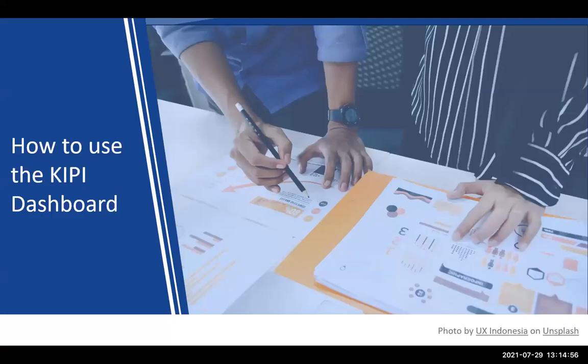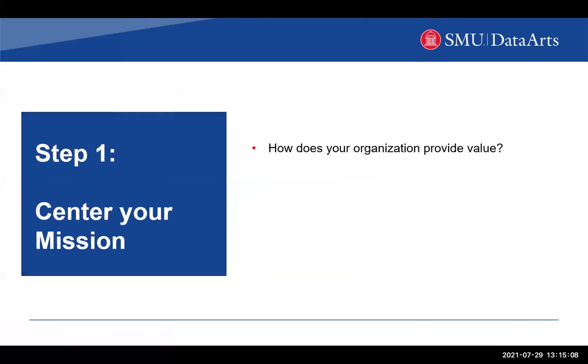Okay, so next we're going to transition to talking about how to use the KIPI dashboard. I already showed you what's included, but now I'm going to share a 4-step framework for how to assess and plan using this dashboard. All right, so step 1, before we even get into the data, this step is just to make sure to center your mission during this analysis and assessment process. Specifically, we want to think about how your organization provides value to people and the quality of your programs.